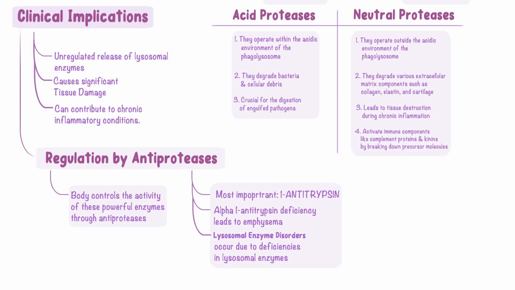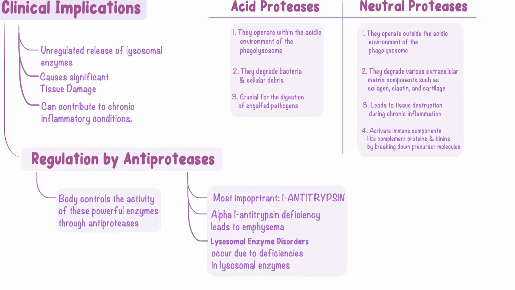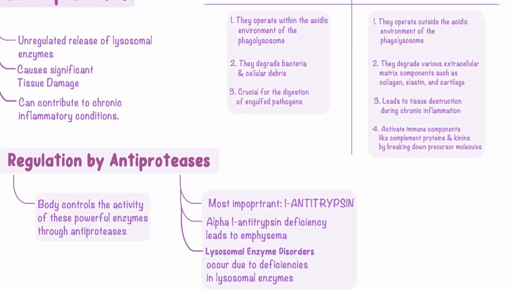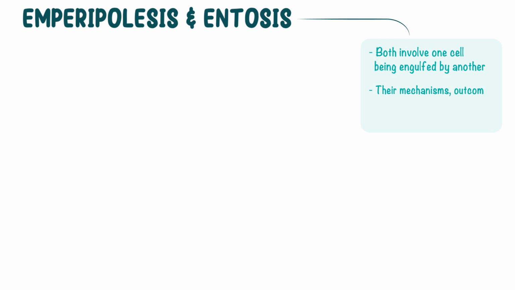Now let's talk about some topics that have been recently added in the textbooks of pathology. Cellular interactions and behaviors within tissues are complex and varied. Two phenomena that illustrate these interactions are emperipolysis and entosis. While they may seem familiar at first glance, both involve one cell being engulfed by another. Their mechanisms, outcomes, and clinical implications are completely different.